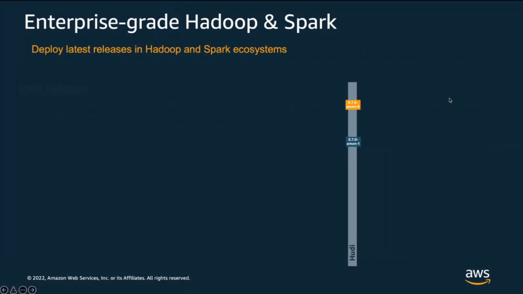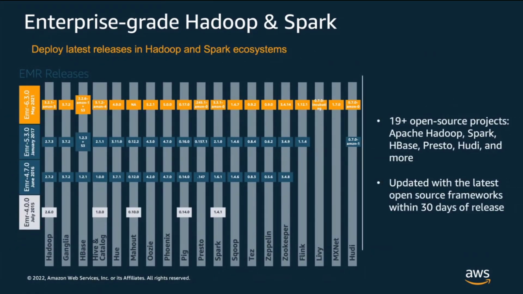Now let's go to the important frameworks you can run on Hadoop on EMR. We have almost 21 open source projects, as we already talked about, and whenever any new versions come to the market, you will have those versions available within 30 days of release. That's the commitment AWS gives, that you have the latest versions of all the open source frameworks whenever available.